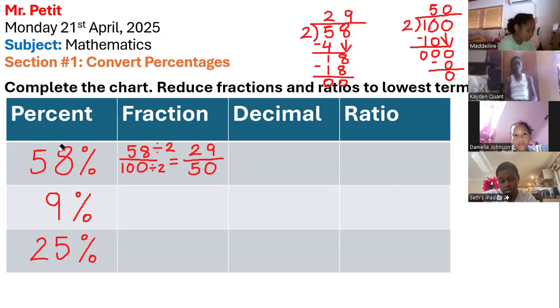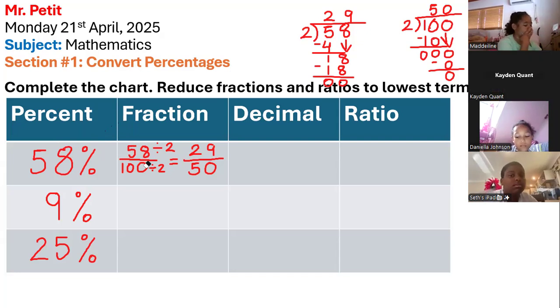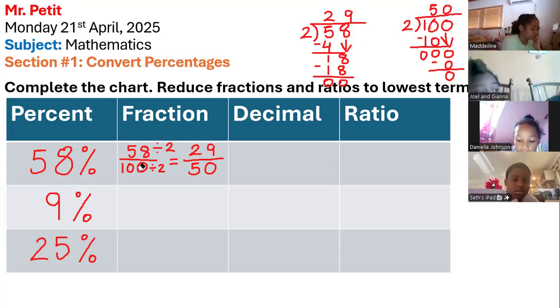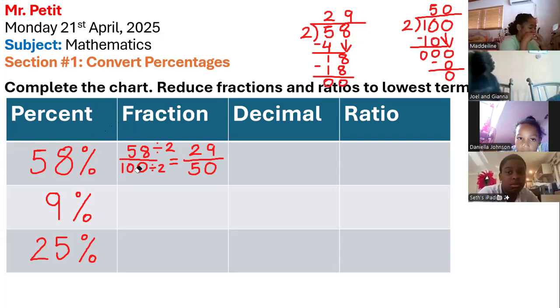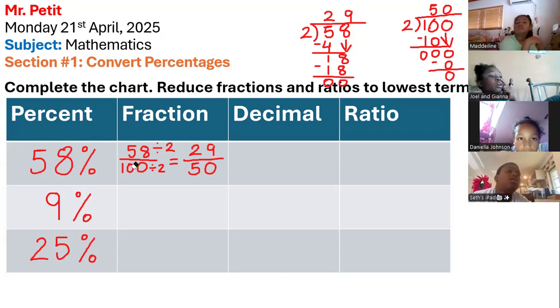All right. So we have 58%, right? So we're going to say 58 over what? 100. Very good. We put it over 100 because it's 58%. Every percent goes over 100. So it's going to be 58 over 100.